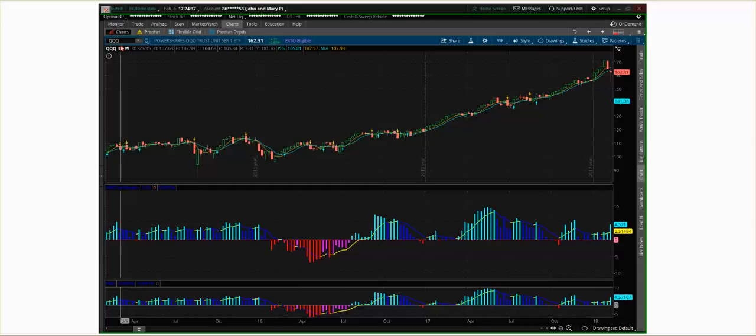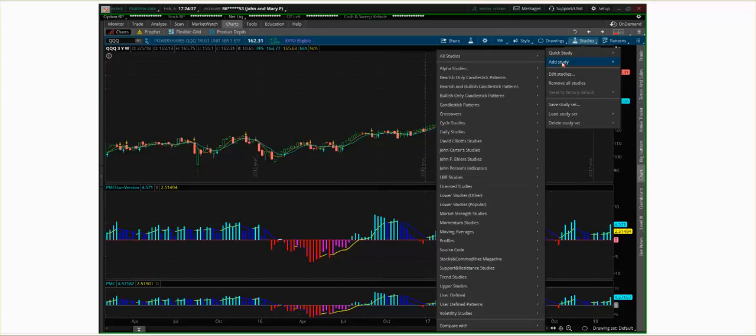How do you find this in TOS? Well, we'll try it one more time. It's pretty simple. If you go to Studies and you go to Add a Study, there's two ways you can find this. Once again, great way to conclude today's session. Scroll down to my name. Make sure you get the right John, though. It's John Person. It stands for PPS, Person's Pivots, and the PMC Indicator.